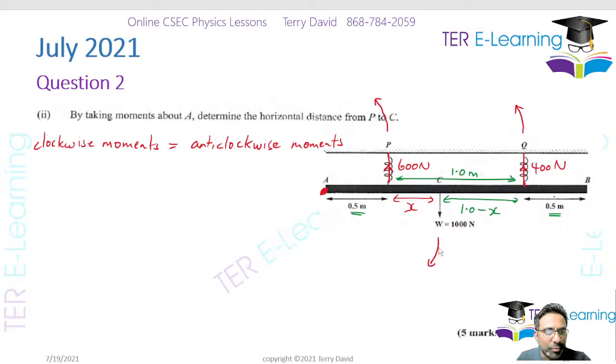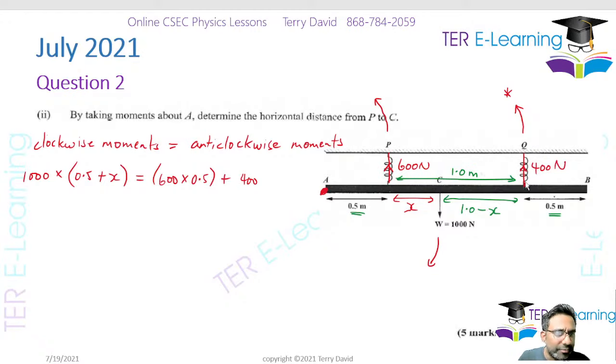The only clockwise moment we have is the 1000 newton. So it's 1000 multiplied by my distance from my pivot A, because we're taking moments about the point A. So this here is going to be 0.5 plus x. That's the only clockwise moment I have. Everything else now is anti-clockwise. So in the case of the 600, it's going to be 600 multiplied by 0.5, plus we have this one here as well. That's 400 multiplied by 1.5.